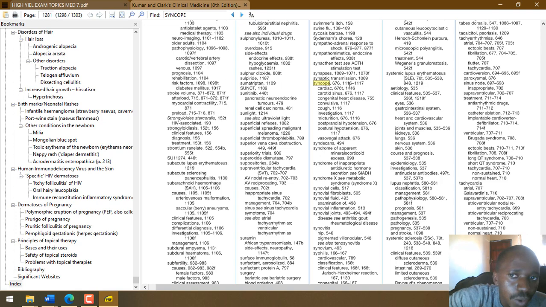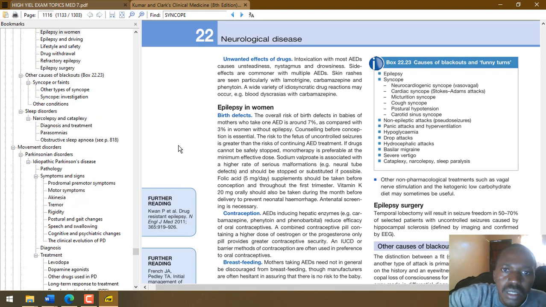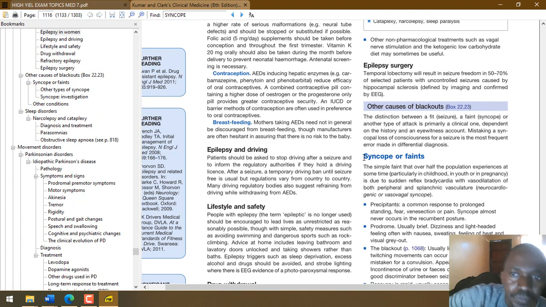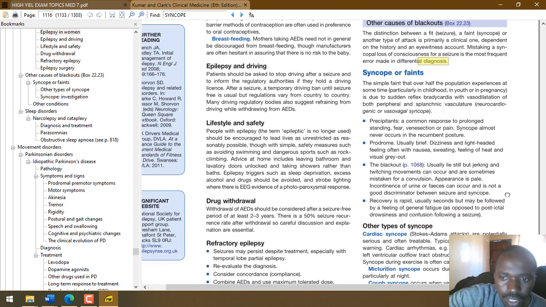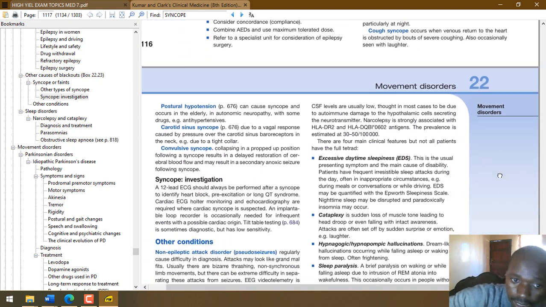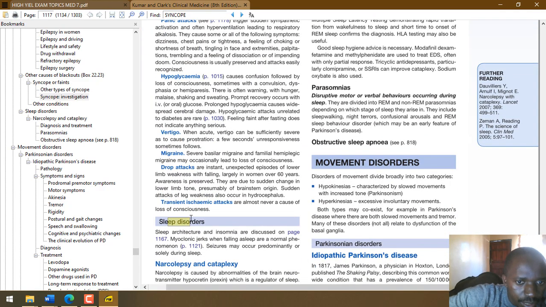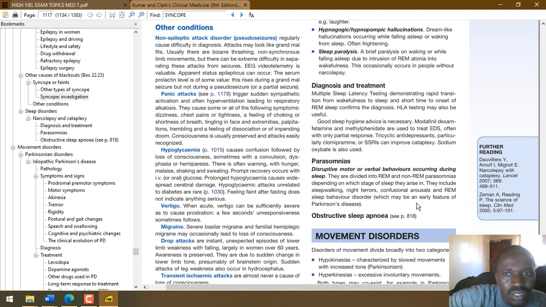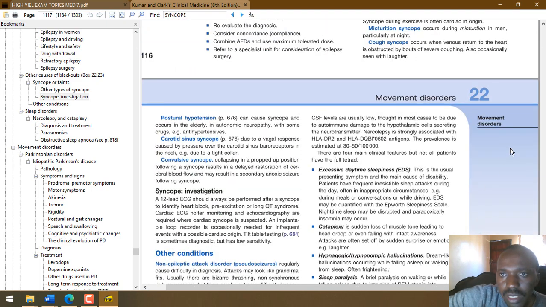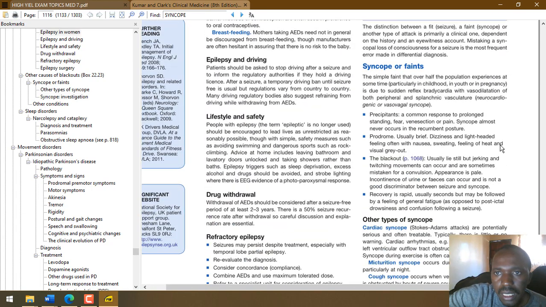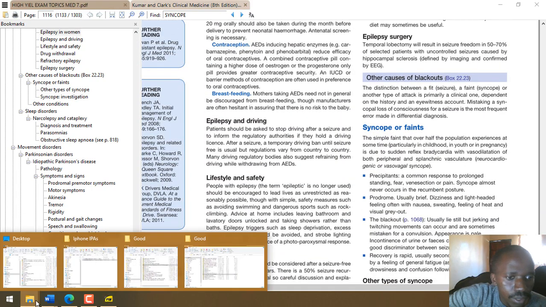As you can see, it's page 1116 over there. So I'll simply enter this page number here. So here's syncope, with other causes of blackouts and all that. This is the section that we're going to be reading through together. It's not really that much, it's just ending up to here. This is starting with sleep disorders over there. I'm not really talking about sleep disorders in this video. Syncope is what we're going to have a look at.